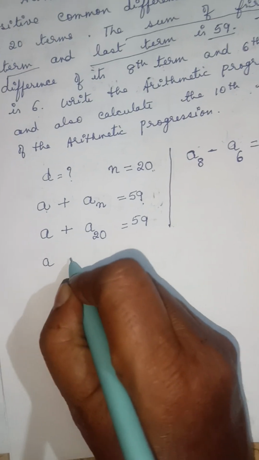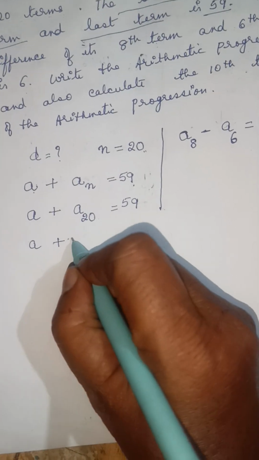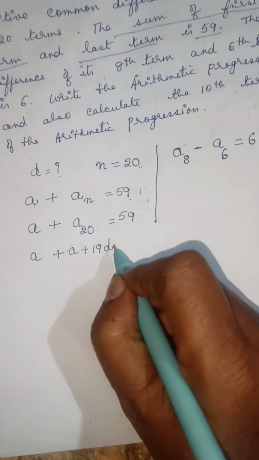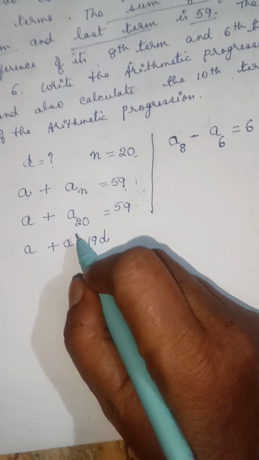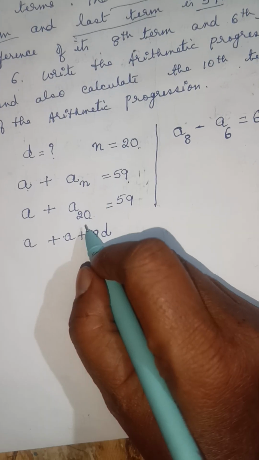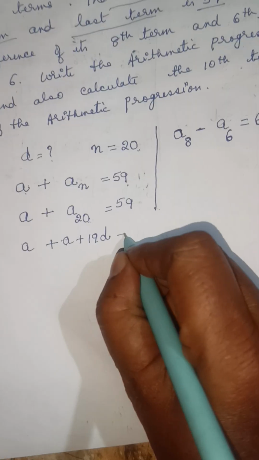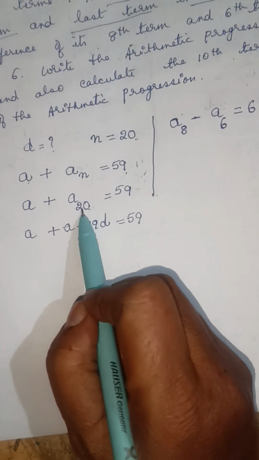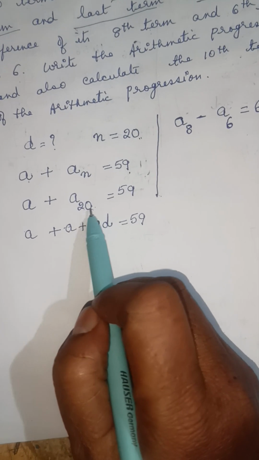Further, I can write A20 in short as A plus 19D. Similarly, you can write A15 as A plus 14D, A18 as A plus 17D, A100 as A plus 99D. So, this A20 can be written as A plus 19D, which is equal to 59. If you want, you can go for the formula here. The formula is AN is equal to A plus N minus 1, close the bracket, D.